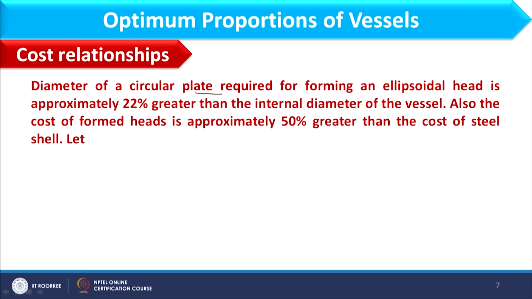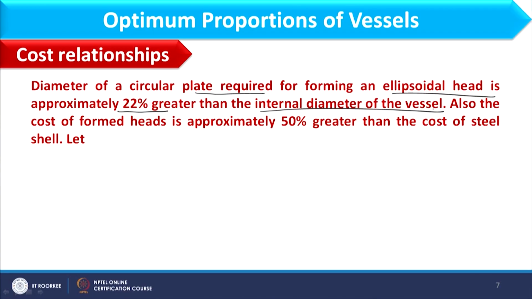Now we have the cost relationships. The diameter of a circular plate required for forming an ellipsoidal head is approximately 22% greater than the internal diameter of the vessel. What is the meaning of this? If the internal diameter of the vessel is D, it means the plate from which the ellipsoidal head will be prepared would be 22% higher than the diameter of the vessel. So it would be 1.22 D. Now what is this 22% greater value? It is approximately 22% higher.